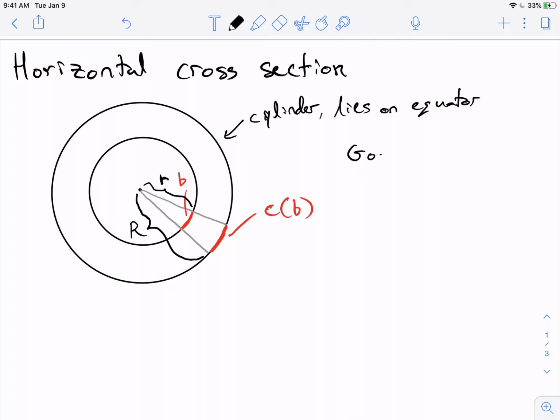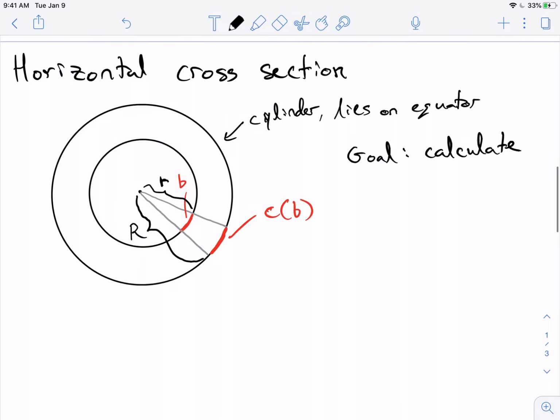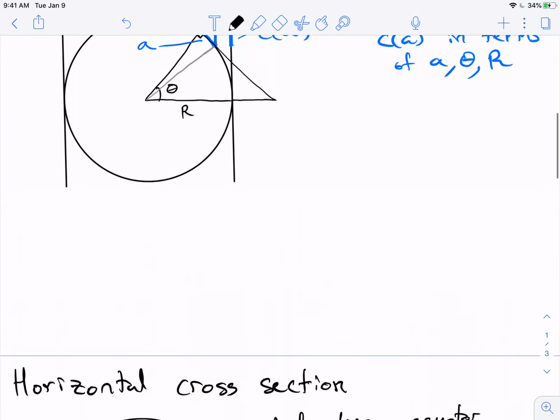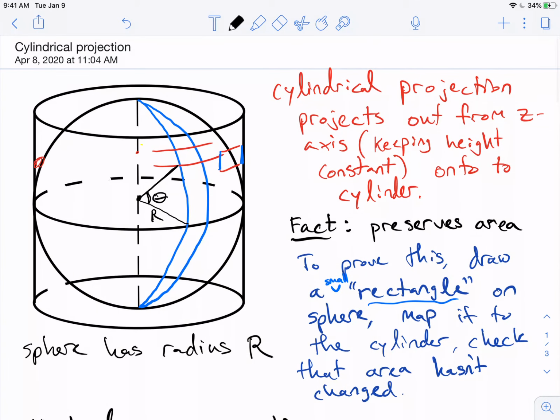And in this case, our goal is to calculate C of B in terms of, well, it's going to depend on B, it's going to depend on theta, maybe it depends on r. And I mean, also, it's going to depend on little r. But we don't want little r in our final formula of the total distortion of the area, because we want a formula which doesn't depend on which spherical rectangle we chose, right?